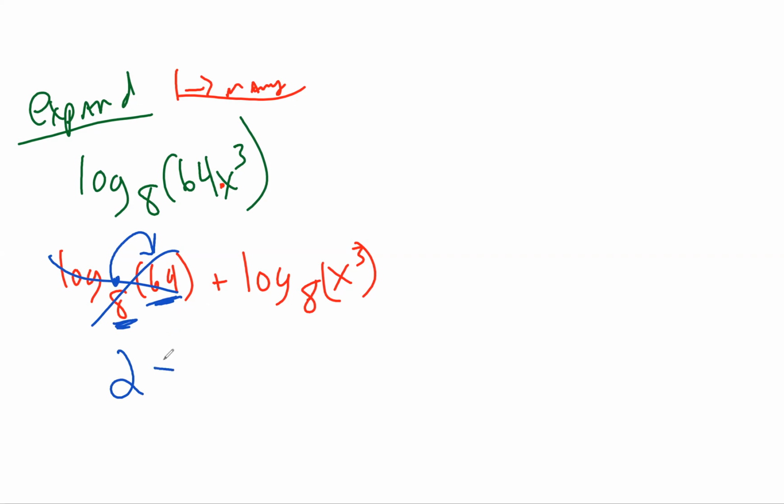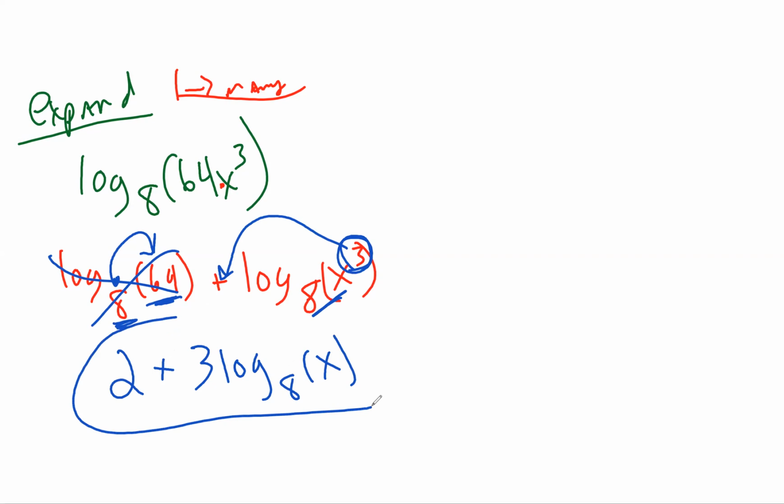And then we keep going and we say, okay, this is not just a number, so we're okay, but oh, hey, look, we have an exponent. And when we have exponents, we can't leave them out there, so we have to bring it to the front. Okay, so Lakin, you're very close. This is going to become 3 log base 8 of x. And that's it. I'm done.